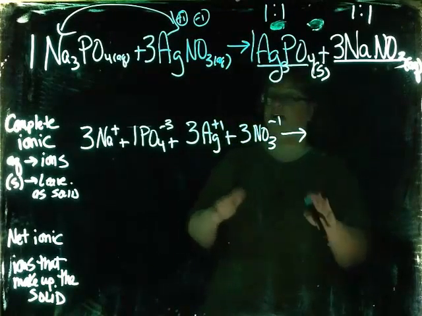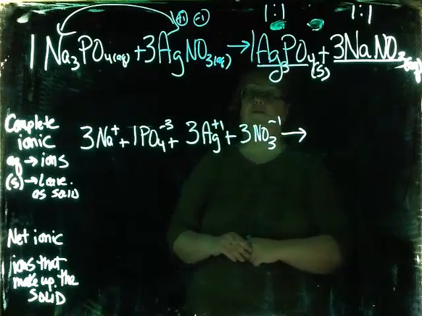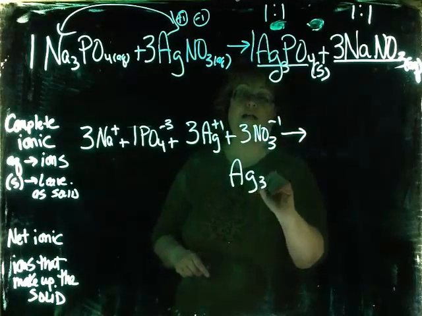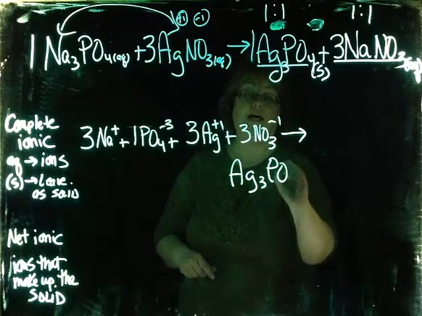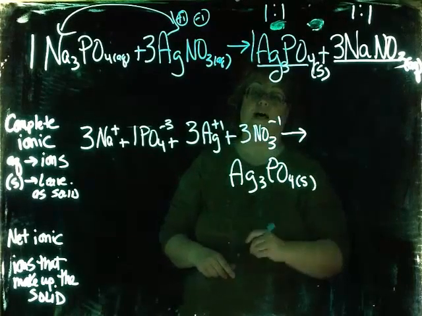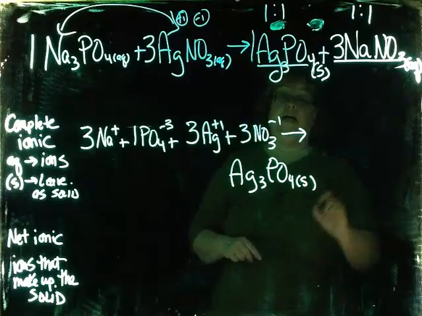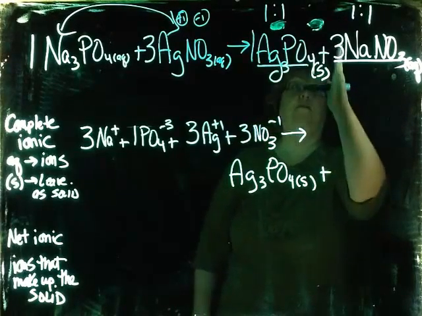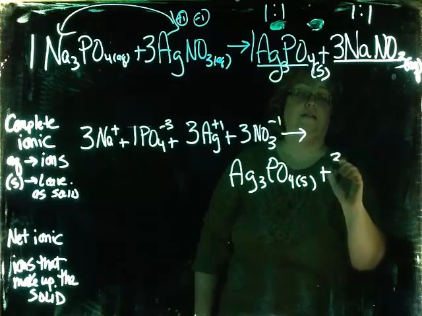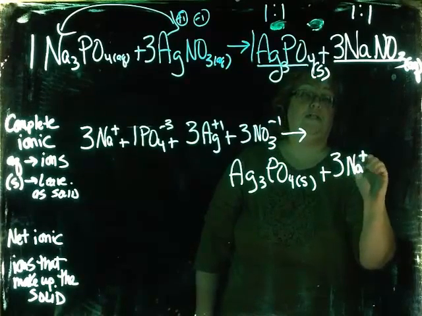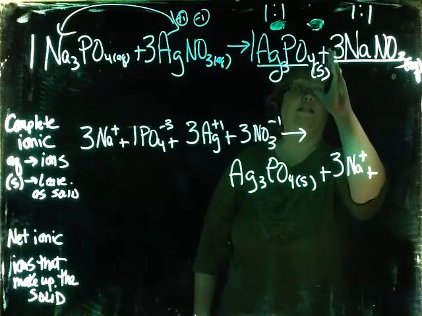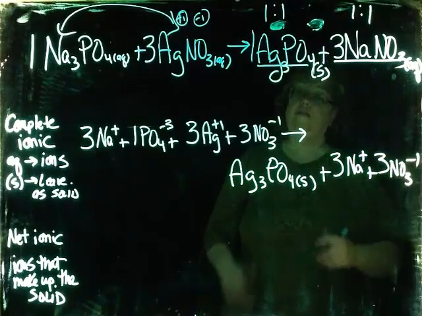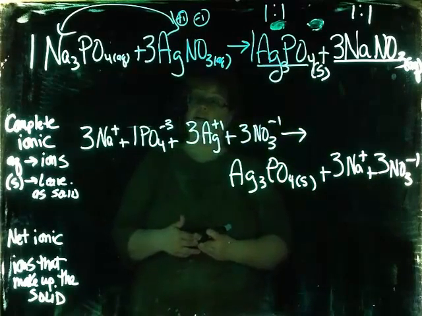On my product side, I'm going to come down a little bit because I'm running out of room here. I make sure I leave the solid together. As I said, it doesn't break apart as ions, so make sure you do that. I'm going to break apart the 3 in front of the sodium nitrate. Remember, I go to the front, multiply it by the subscript. So there's 3 sodium ions, and I go back to that 3. There's 3 nitrate ions on here. That is the complete ionic equation.